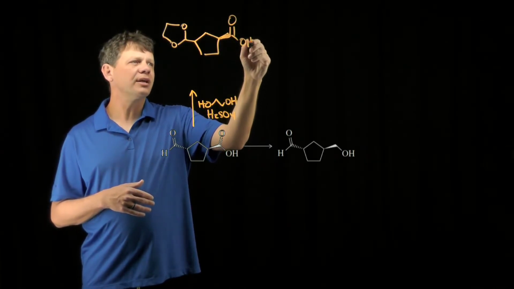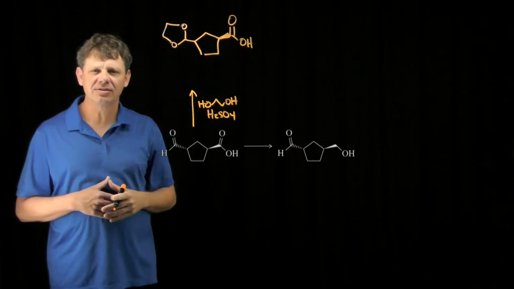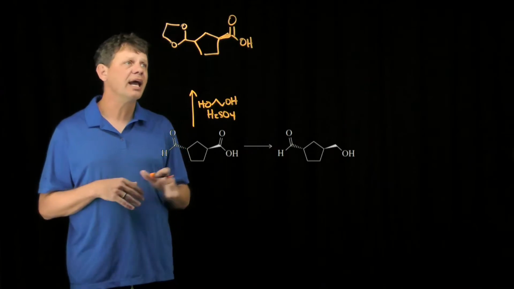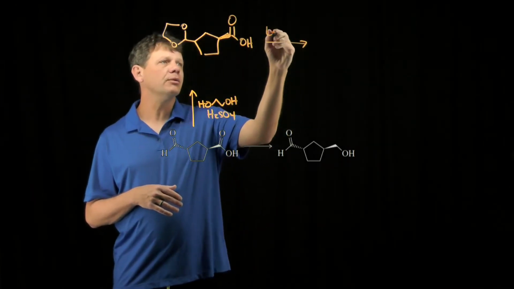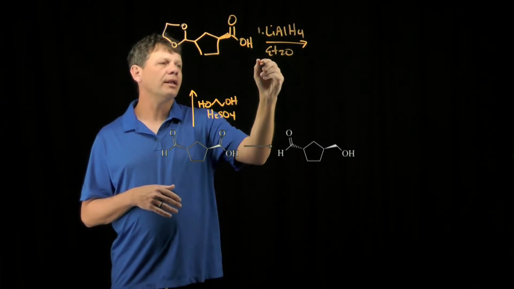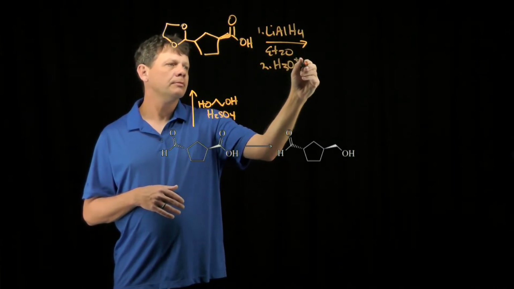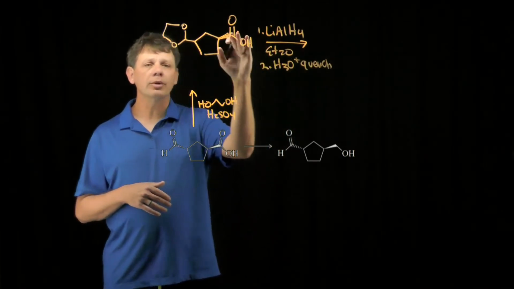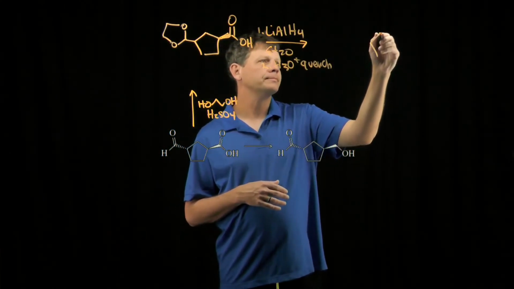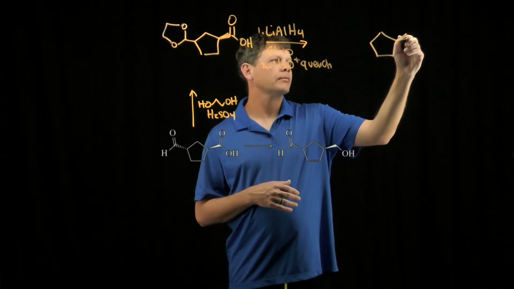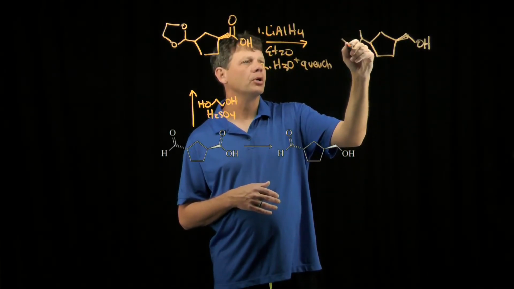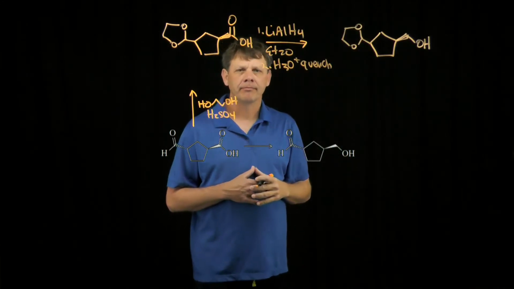Now, it's possible that in these conditions you might get some Fischer esterification with the ethylene glycol. The reality is, for the purposes here, that's not going to matter, because now if we take this and treat it with lithium aluminum hydride in ether, follow that up with an acid quench, we will reduce that carboxylic acid all the way down to an alcohol. So we'll end up with the primary alcohol, and that acetal functional group will remain untouched.